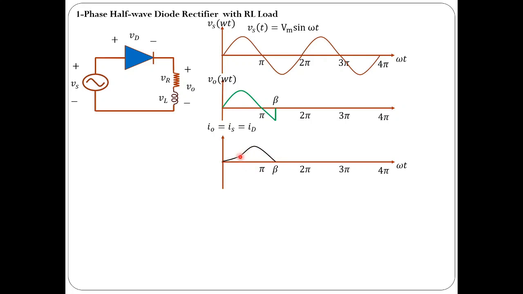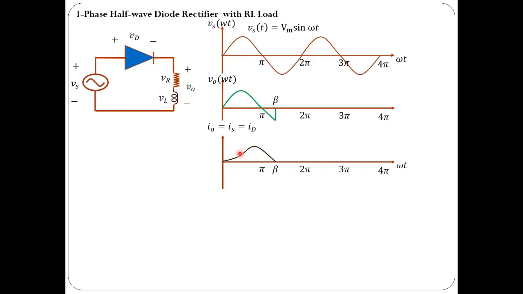If you see, in case of the R load, the peak value occurs at pi by 2. In case of L load, the peak value occurs at pi radians. In case of this RL load, the peak value would occur somewhere in between pi by 2 and pi. See, it is occurring somewhere here.